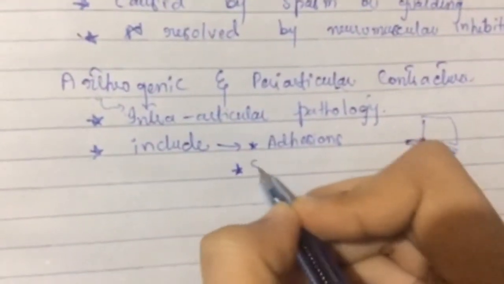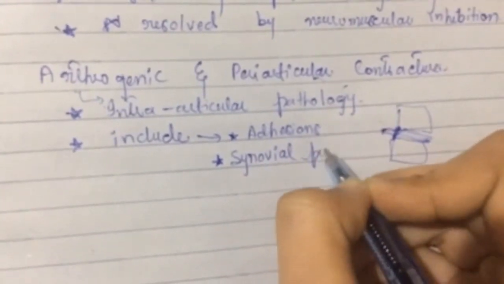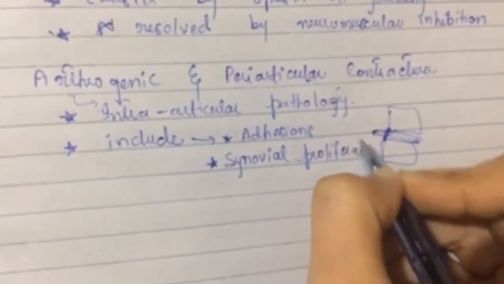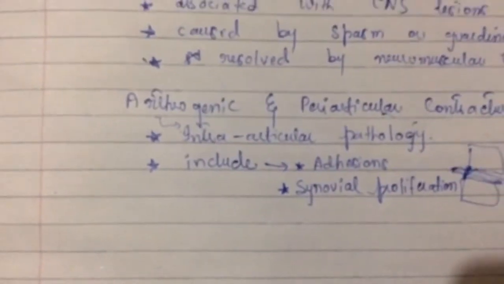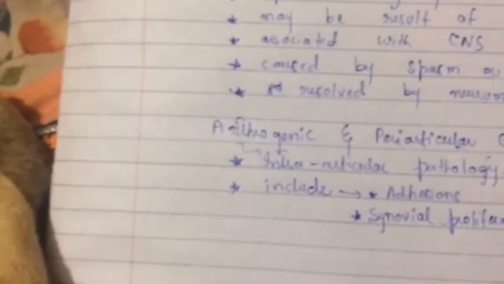Then synovial proliferation means the synovium increases in number due to the process of proliferation, forming new synovial cells. So like that, we say synovial proliferation.